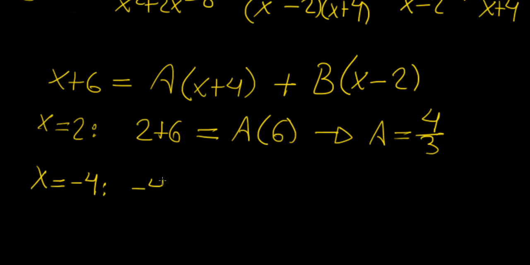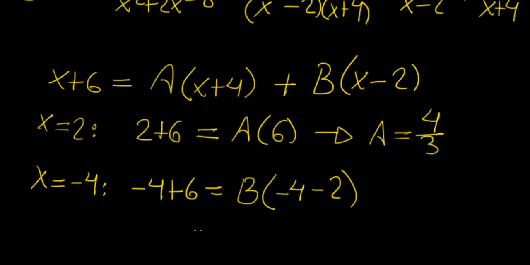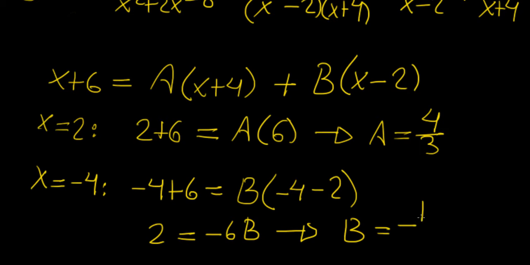So if we put minus 4 in here, we're going to have a times minus 4 plus 4, that's 0. And we're going to have b times minus 4 minus 2, that's minus 6. So this side is 2, this side is minus 6b, which implies that b is going to be minus 1 over 3. So this is the one thing that we're going to have.